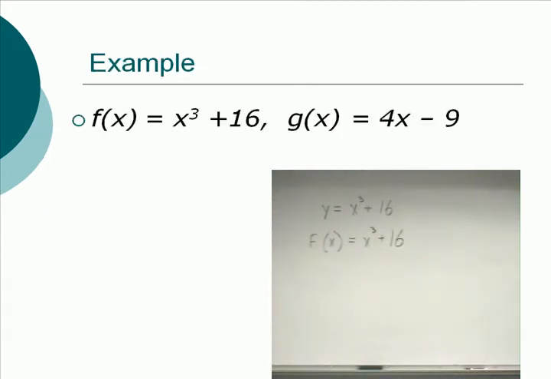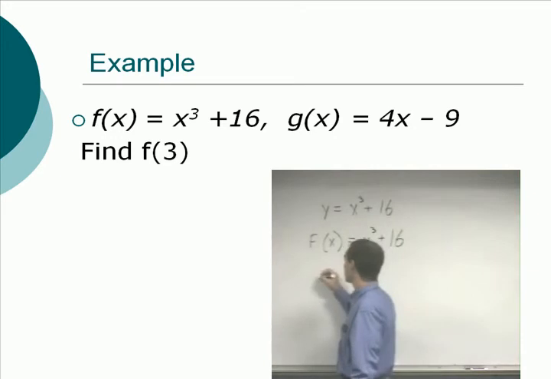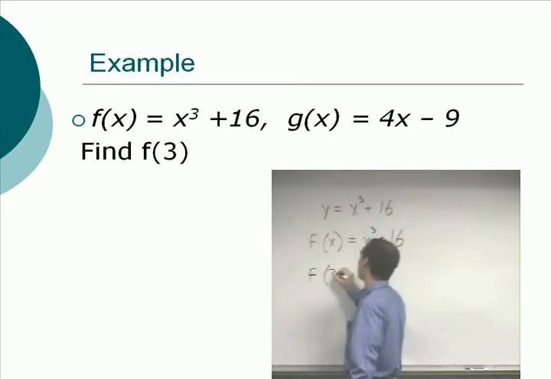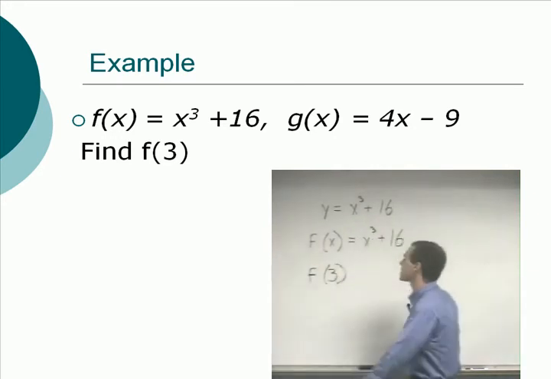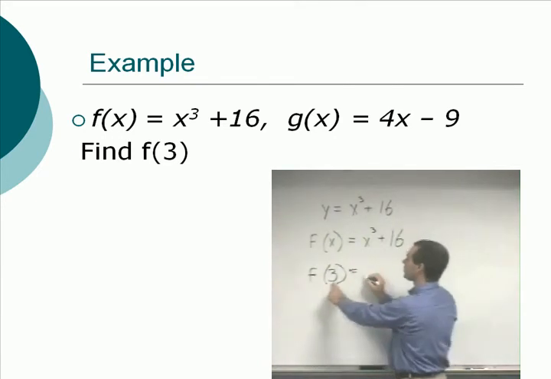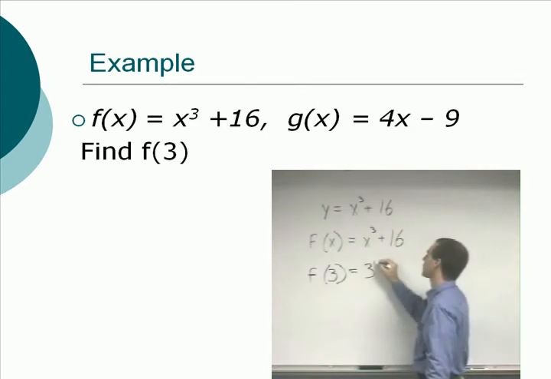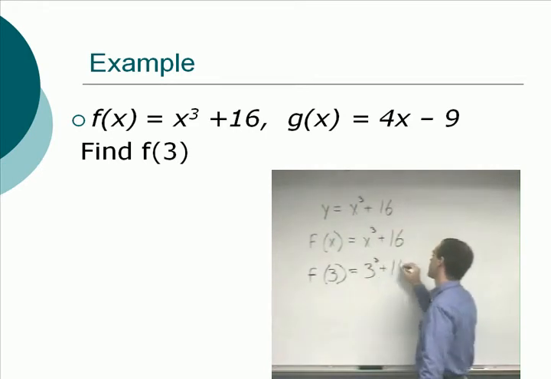Just like this. F of x is equal to x cubed plus 16, and g of x is equal to 4x minus 9. Those should be the same ones as on the slide previous to this. We want to find f of 3. So by writing f of 3, we're saying, all right, we're going to take f, which depends on x, and we're going to let x equal 3. So if we're filling in 3 in that spot, we fill 3 in this spot. So this becomes 3 to the third plus 16.